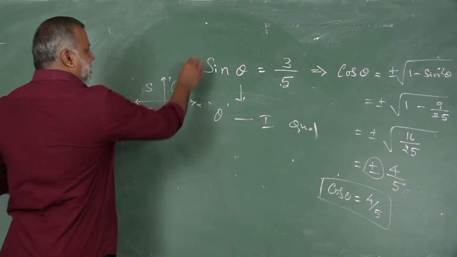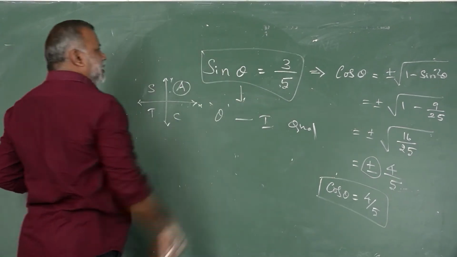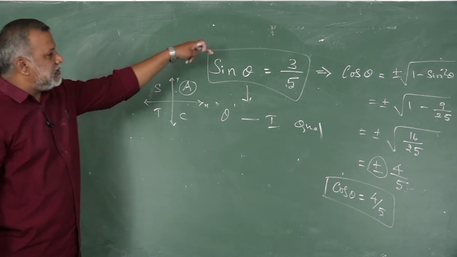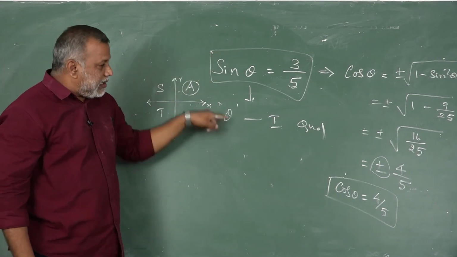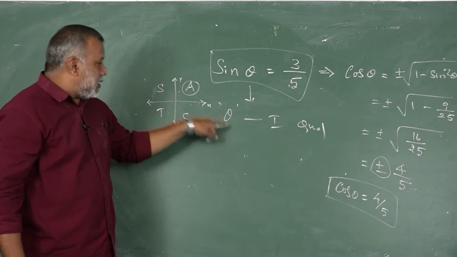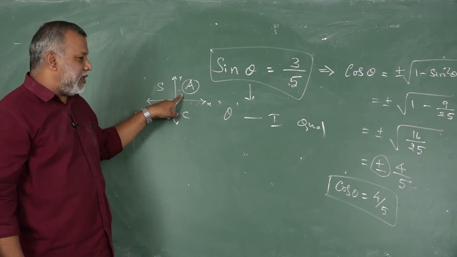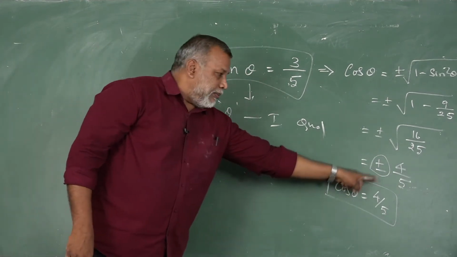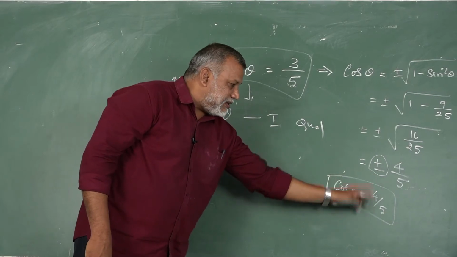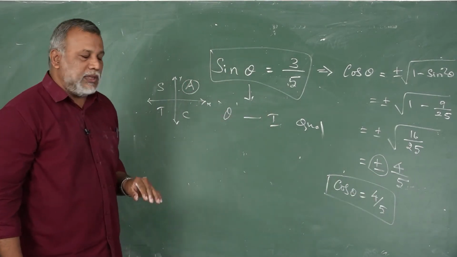So, sin theta is given as 3 by 5. It is a positive quantity. Theta lies in the first quadrant, so all trigonometrical ratios are positive. Therefore, cos gets plus or minus, and from this plus or minus we take positive only.